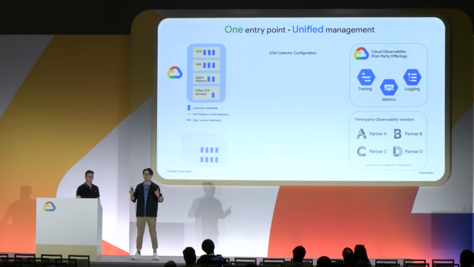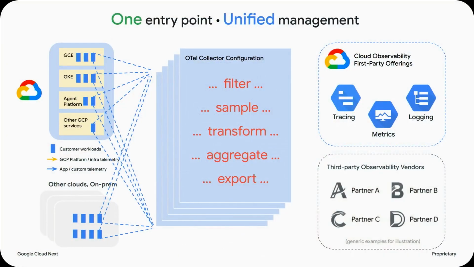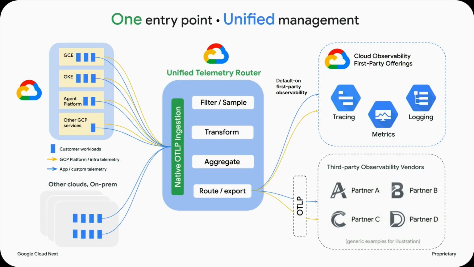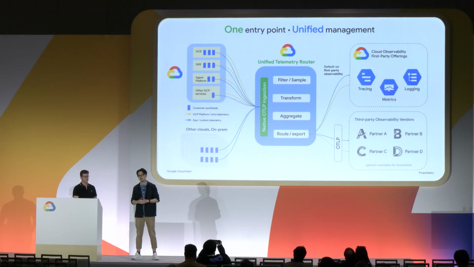Now to connect the two sides, just like Philip mentioned, there are a lot of high-toil client-side configurations that you have to worry about. And you have to do this across the entire fleet. And this is the kind of complexity we want to help you move away from. So we do that by introducing a unified management plane. This is a server-side capability that's fully managed, and we call it the Unified Telemetry Router.